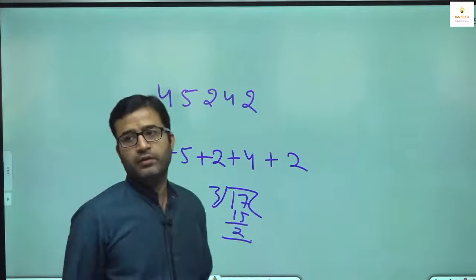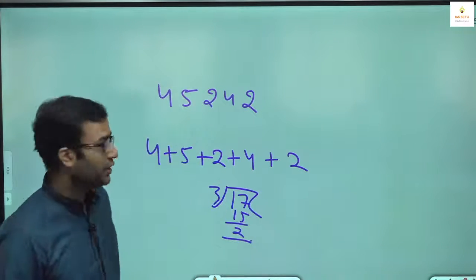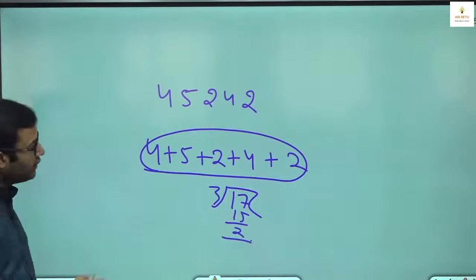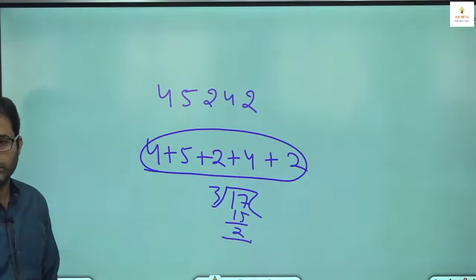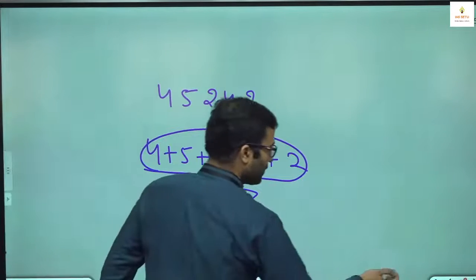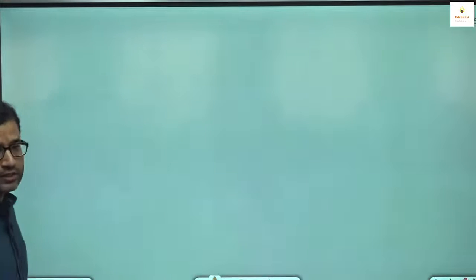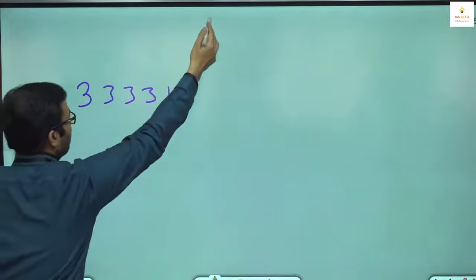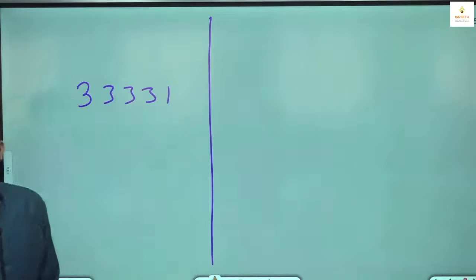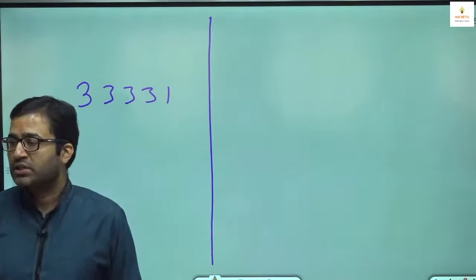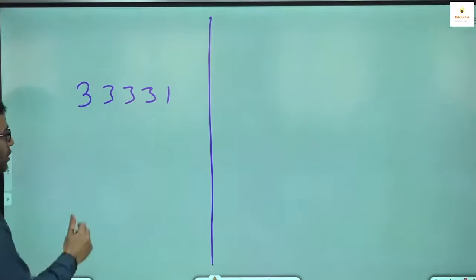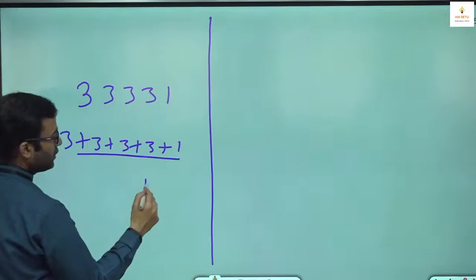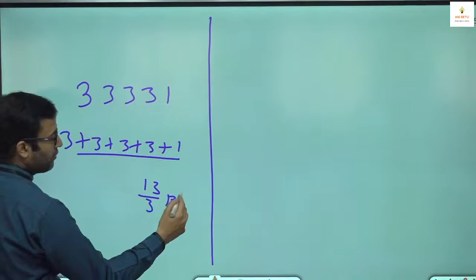Achha, I tell you one thing. Where even this also you can skip. I tell you one thing, where there is no need to add also. You can save your time. But let me take 2-3 examples so that all of you understand. If it is asked 3, 3, 3, 3, 1. And it is asked whether this number is divisible by 3, yes or no. Either you do 3 plus 3 plus 3 plus 3 plus 1, 13. 13 divided by 3, you get remainder 1.